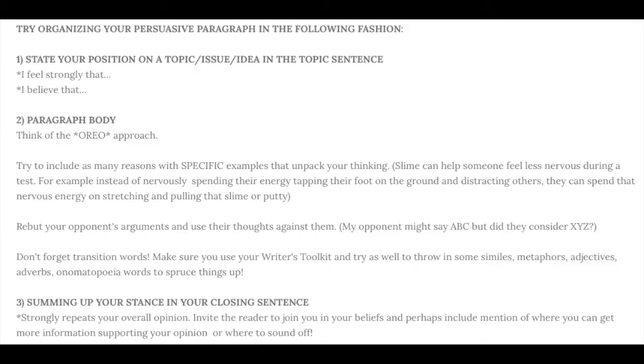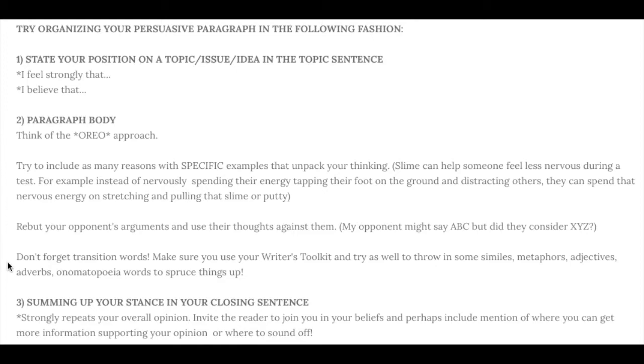Overall, persuasive writing is a text form that attempts to convince someone as to why they should consider your strongly held opinion. We have co-created the following organizational structure in class for our persuasive paragraph writing unit. Within the topic sentence, one wants to immediately state their strongly held opinion. I've provided two useful sentence starters to get your thoughts going.